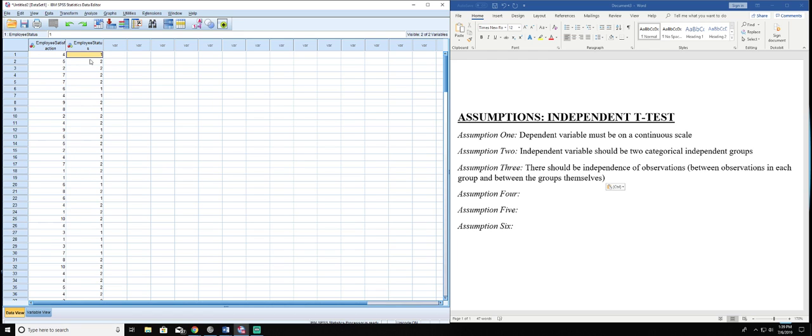And the same goes for employment status. So the fact that I'm full time does not affect the fact that you're part time, and vice versa. Another way you can look at that is someone can't be both part and full time at the same time, right? So these observations are independent.